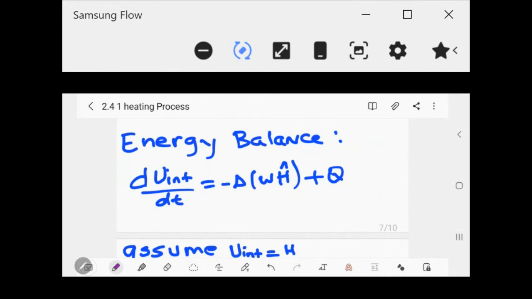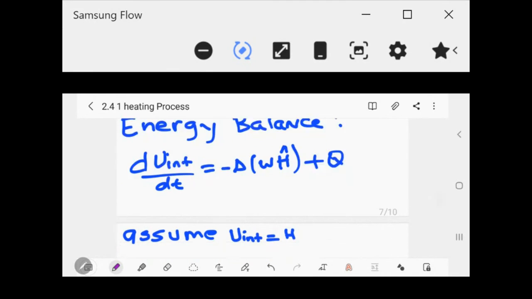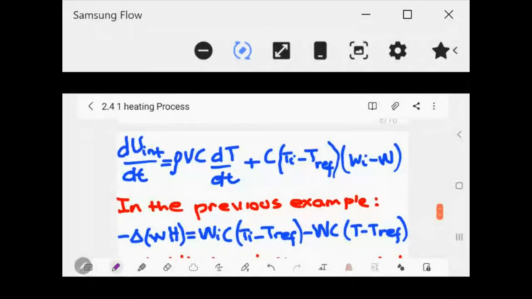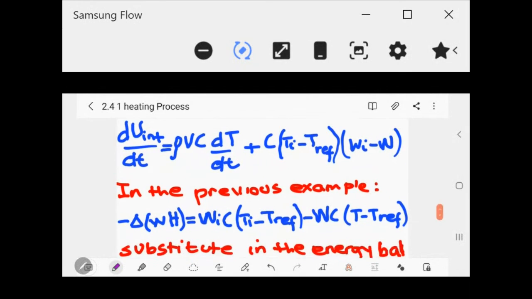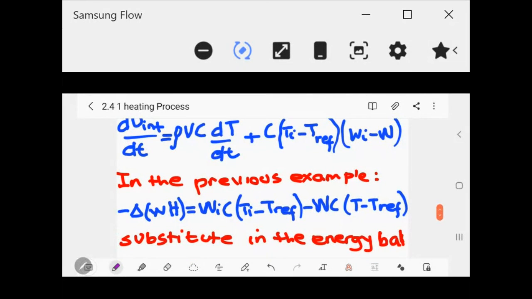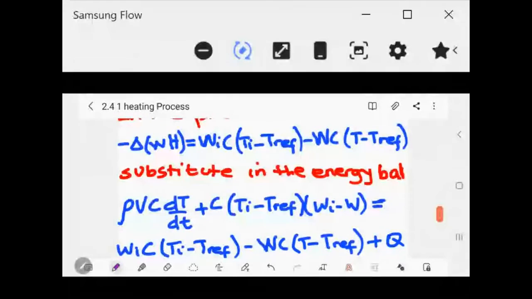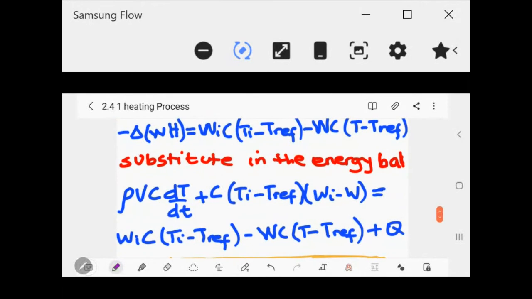We want to write the change in enthalpy in terms of temperature. So the good thing here is that we've already done that in our previous example. As you can see, we ended up with this equation that is written in terms of temperature. So now we combine this and substitute back to the energy balance. And this is our equation that we're looking for.